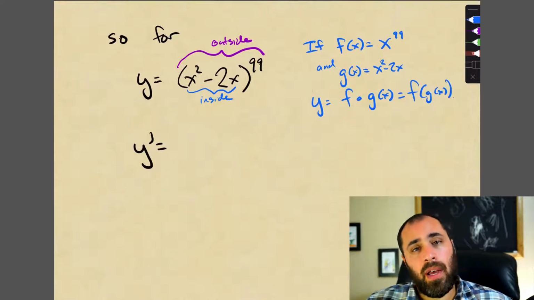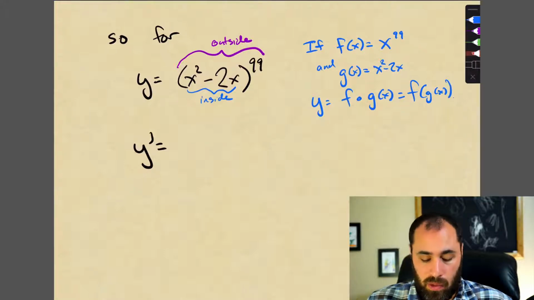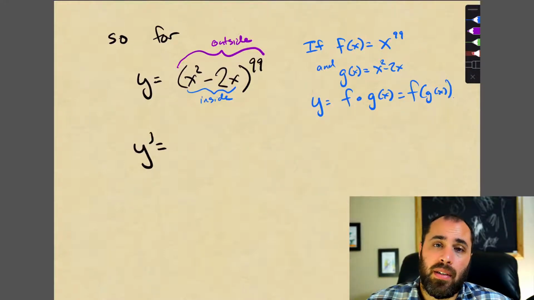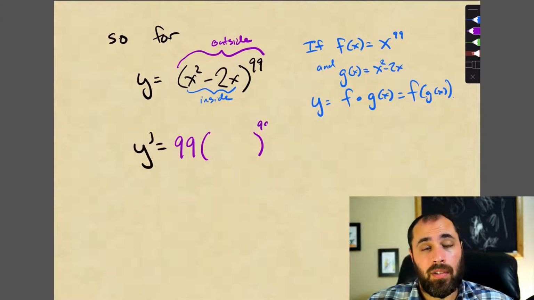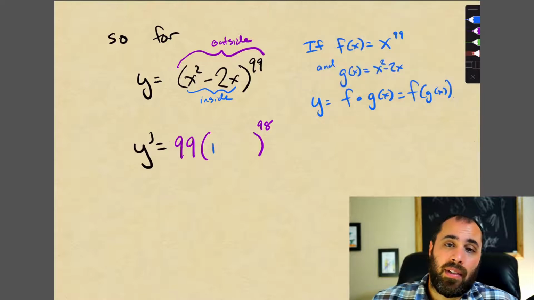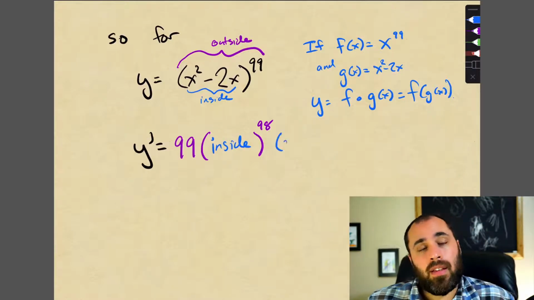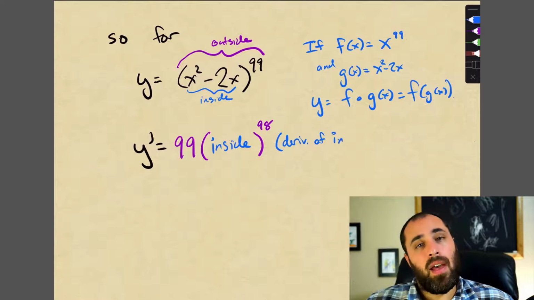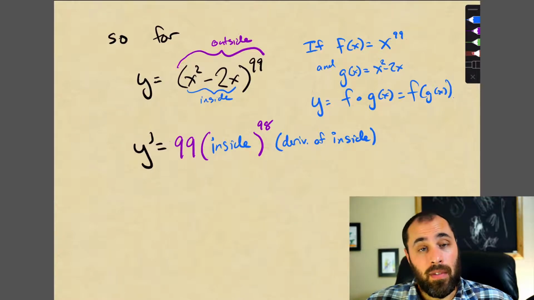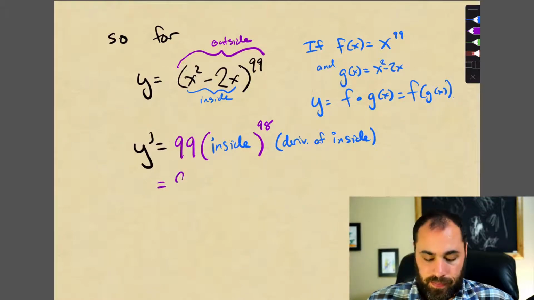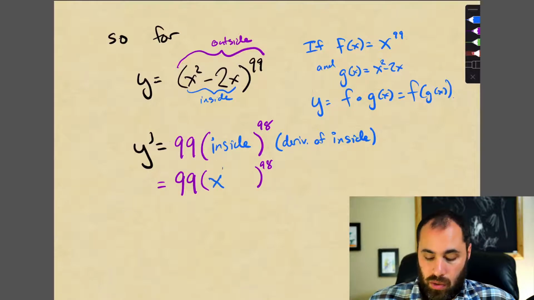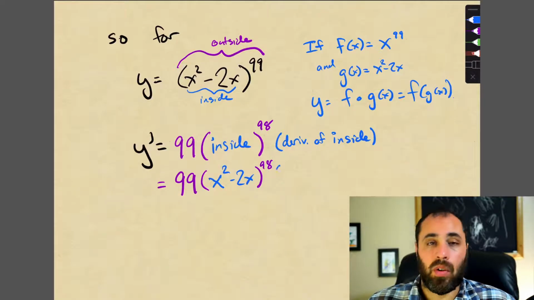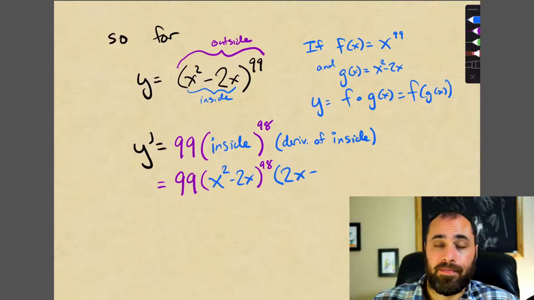So applying the chain rule carefully, we will see that y prime is equal to, we use the power rule to find the derivative of our outside function. So it's 99 times something to the power of 98. That something is just the inside function. And then we multiply by the derivative of the inside function. Well, the inside function is x squared minus 2x, and its derivative is 2x minus 2. So we recover the same answer we got before.